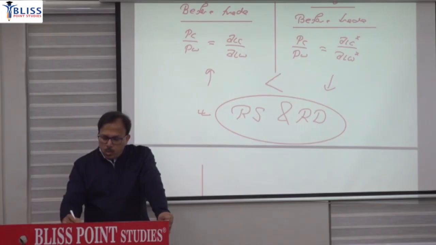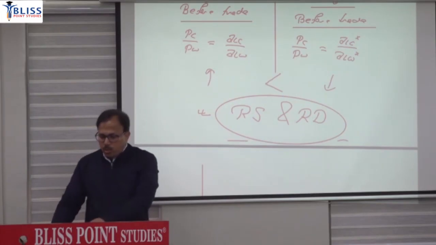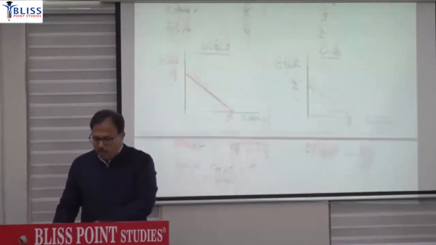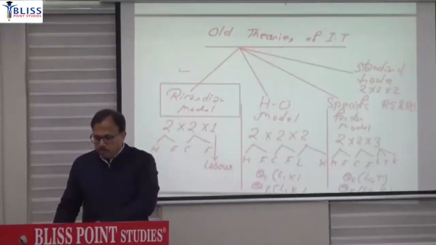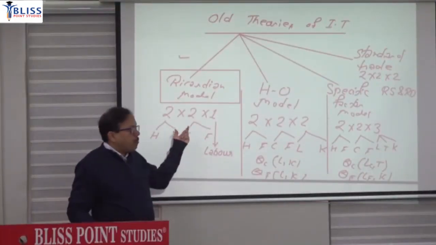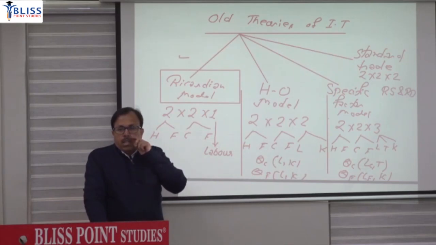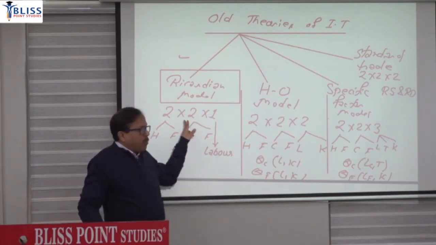Okay? So up to this you have written in this first lecture. So just recap what you have written. We are studying the old theories right now, and in the old theory the first model is the Ricardian model. In the Ricardian model we are studying the 2 by 2 by 1 model.